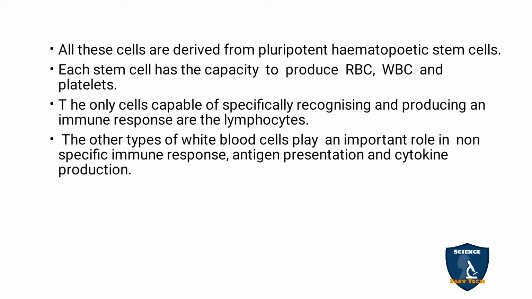Only certain cells can recognize the specific antigen and produce the immune response. Those cells are called lymphocytes. In WBC, only lymphocytes can act as the immune system. The other types of WBC, the granulocytes and agranulocytes and other cells like eosinophils and basophils, their role is in non-specific immune responses, antigen presentation and cytokine production.